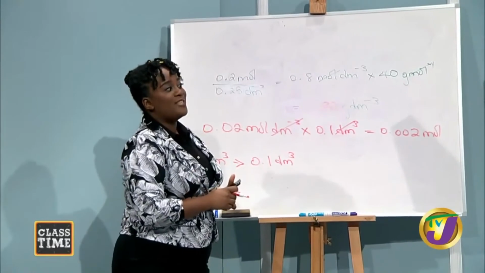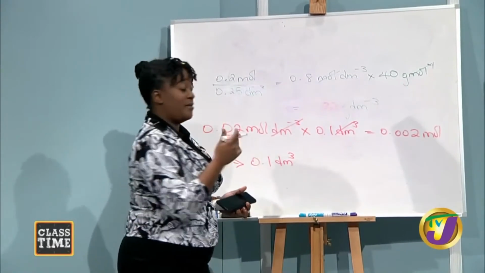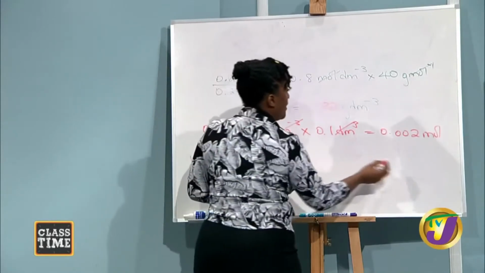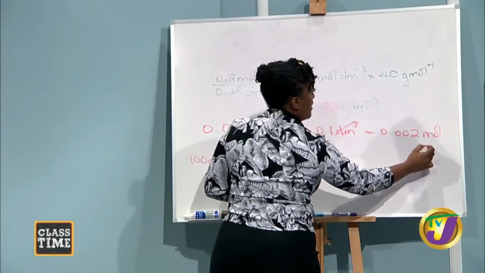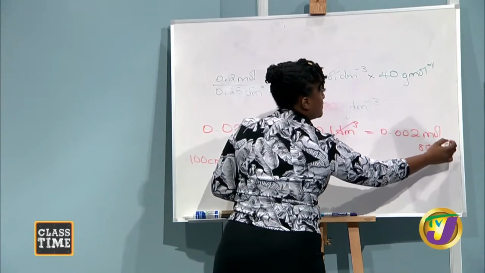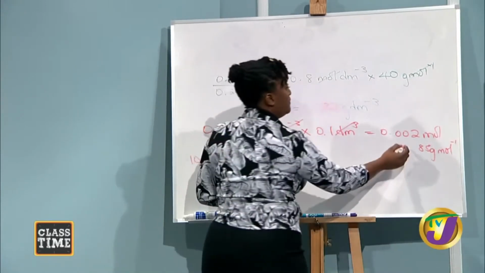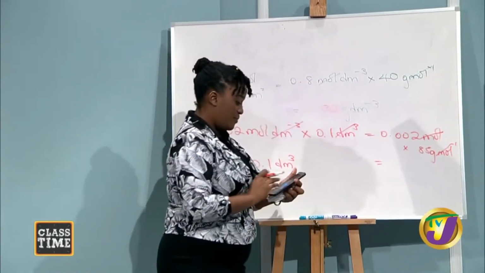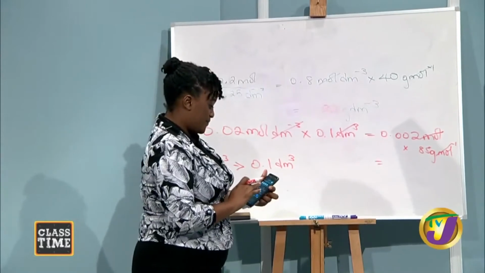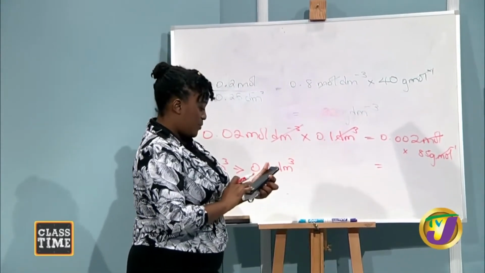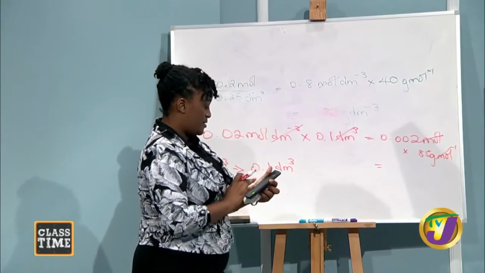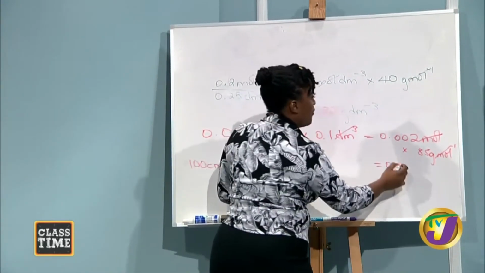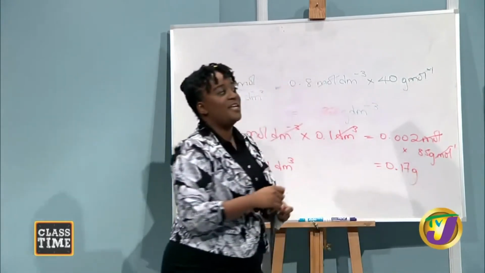Now, the molar mass for sodium nitrate is given in the question, so it's 85 grams per mole. So I need to convert this to grams. I have 85 grams per mole, so I need to multiply by that again so that these two will cancel, and my answer will be in grams. So 0.002 times 85, my answer is 0.17 grams. Yay.